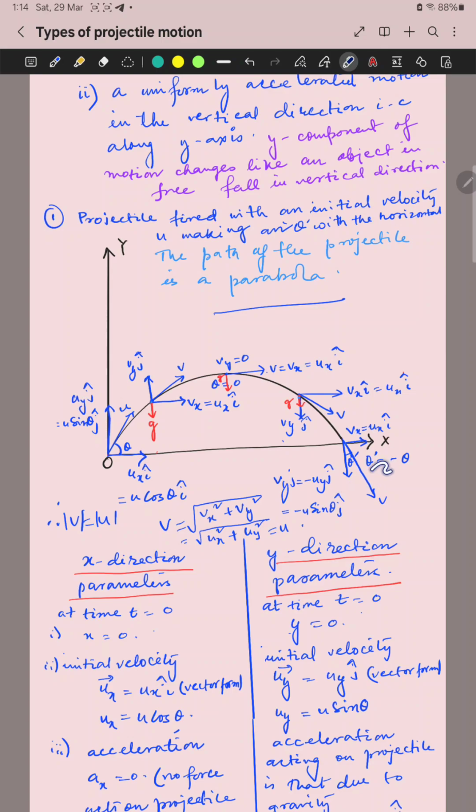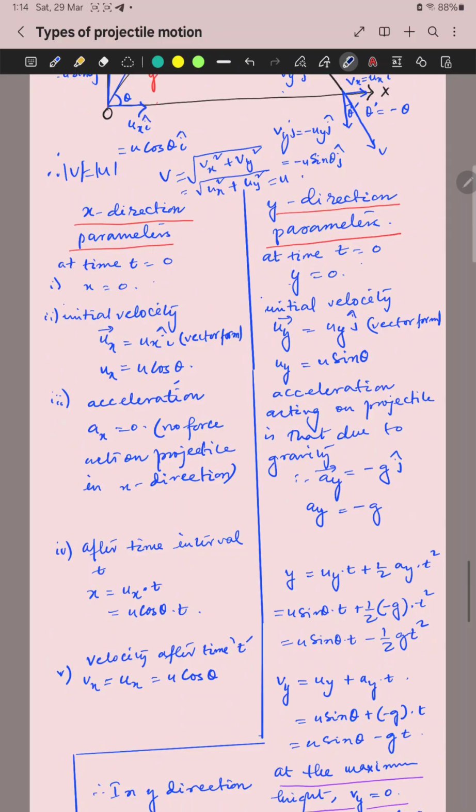So naturally, when we find the magnitude of this velocity v, it will be given by v equals root over ux square plus vy square, and that will remain the same as u. Hope it is clear to you.